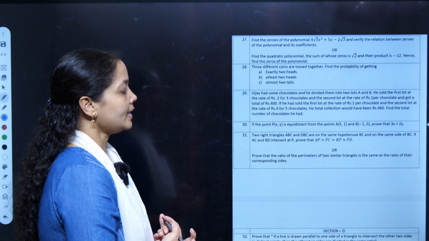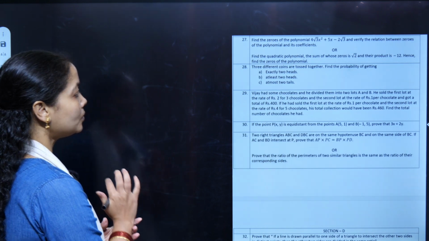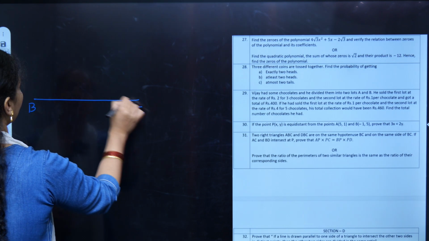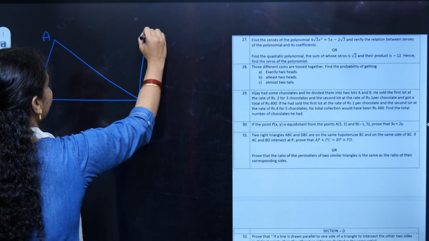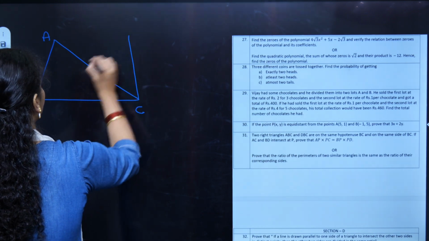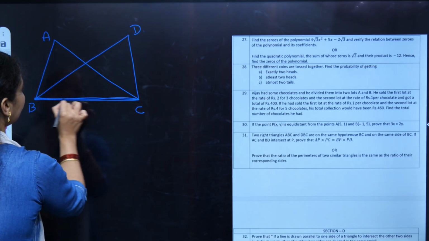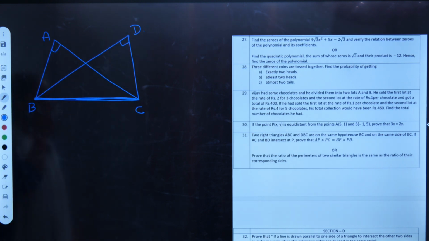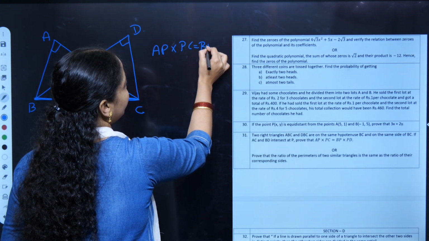The first question is telling us two right triangles ABC and DBC are on the same hypotenuse BC and on the same side of BC. I have two right triangles. So BC is the common hypotenuse. So this is my first right triangle ABC and this will be my second right triangle DBC. If you look, they both have a common hypotenuse called BC. This is a right triangle, this is a right triangle. Now, I have to prove that AP into PC is equal to BP into PD.